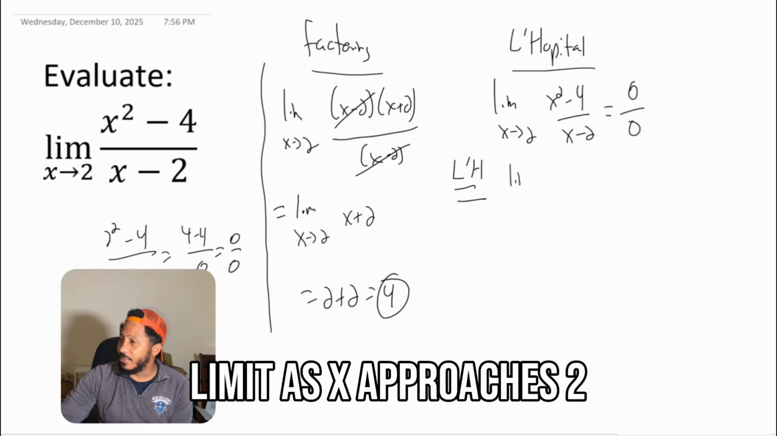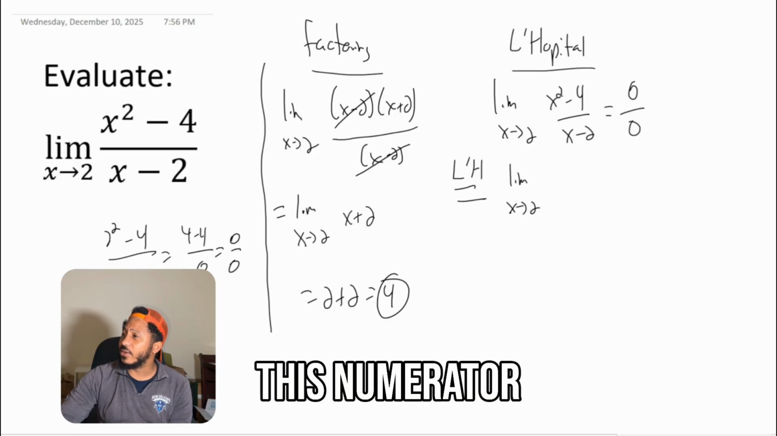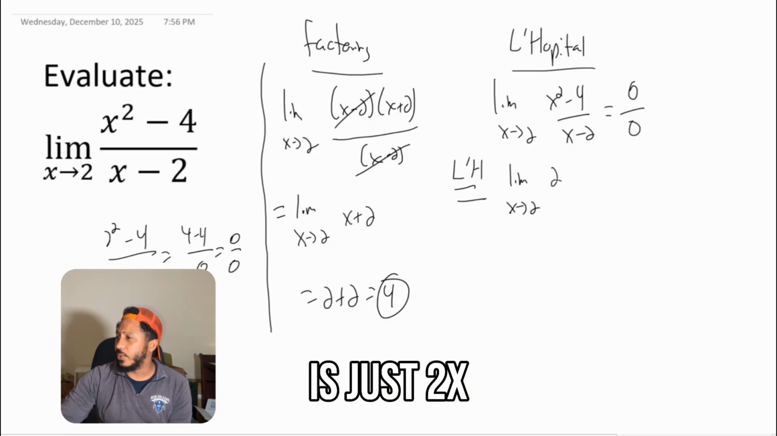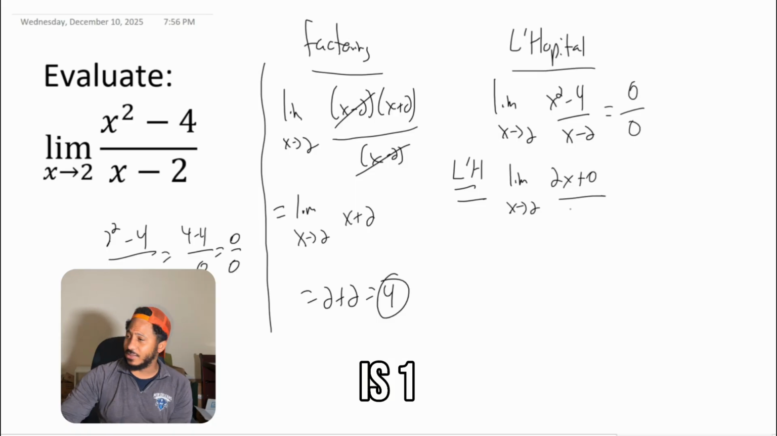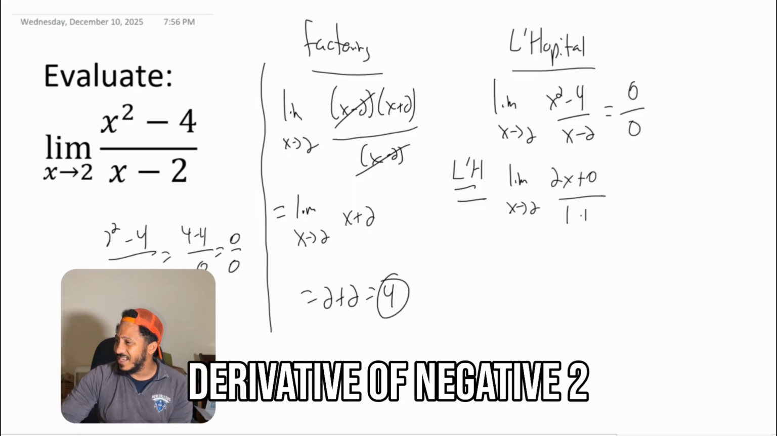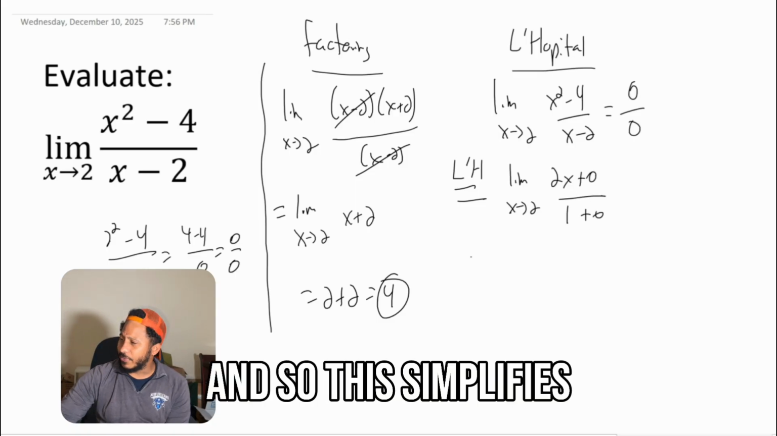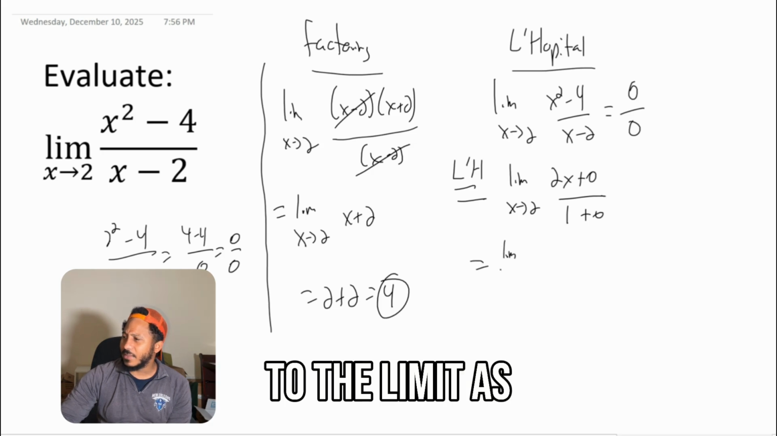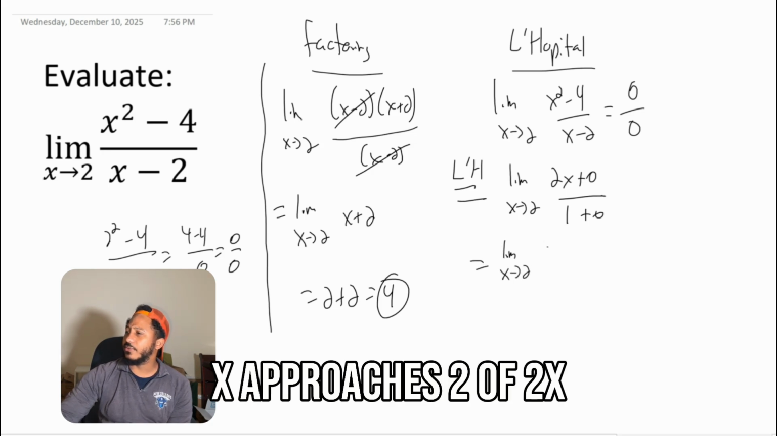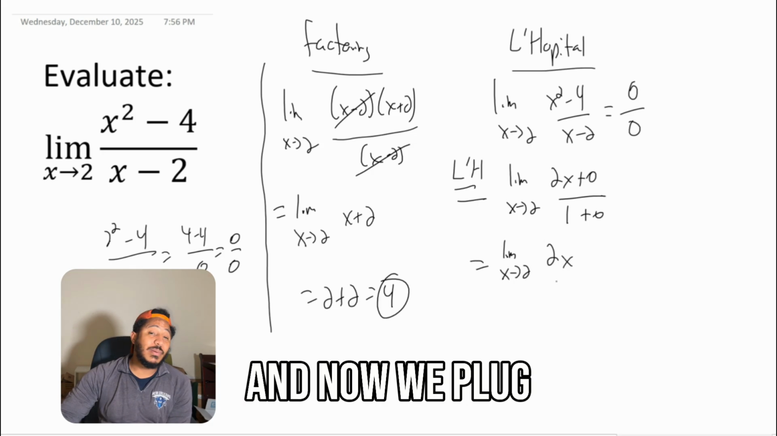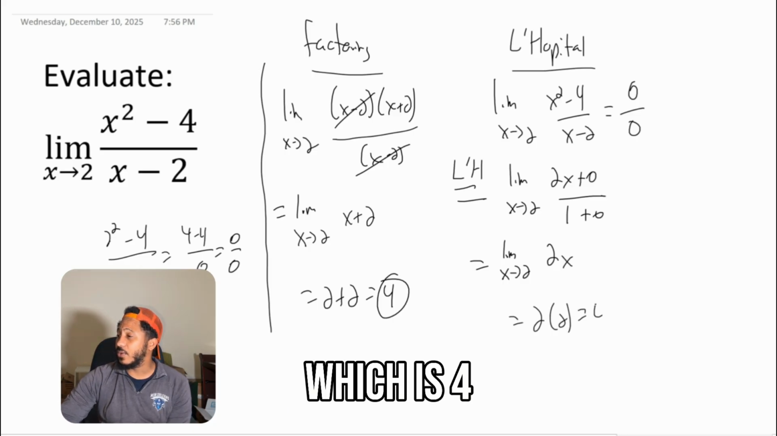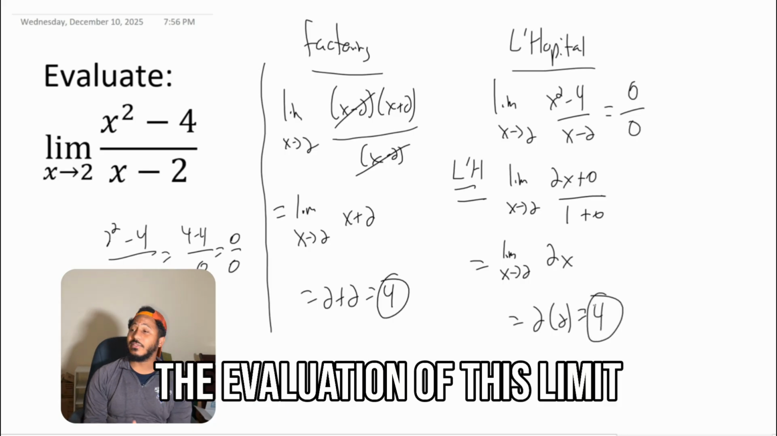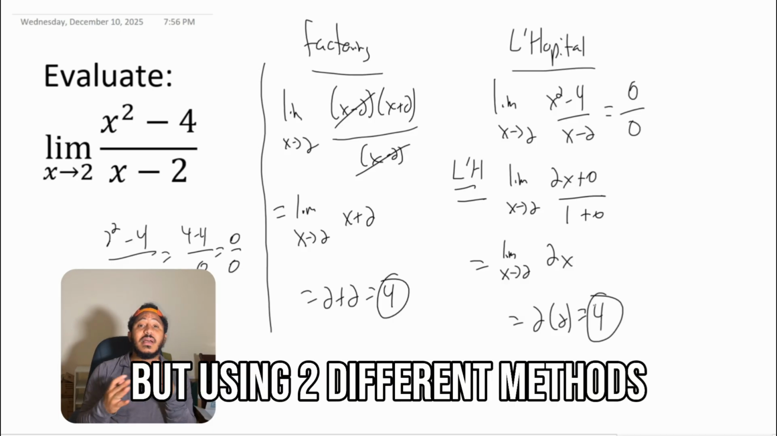So this becomes the limit as x approaches 2. If I take the derivative of this numerator, the derivative of x squared is just 2x, the derivative of negative 4 is 0, and the derivative of x is 1, the derivative of negative 2 is 0. And so this simplifies to the limit as x approaches 2 of 2x. Now we plug in that 2, and so we get 2 times 2, which is 4. So we get the same limit, the evaluation of this limit, but using two different methods, okay?